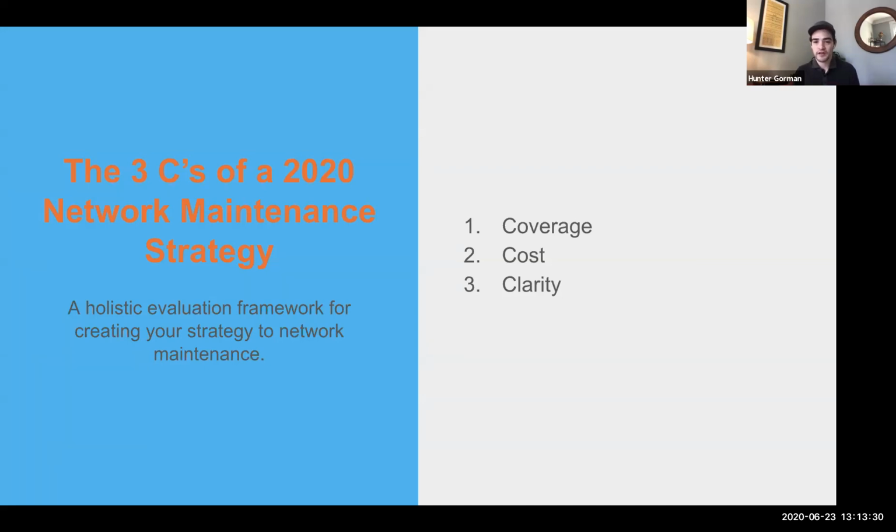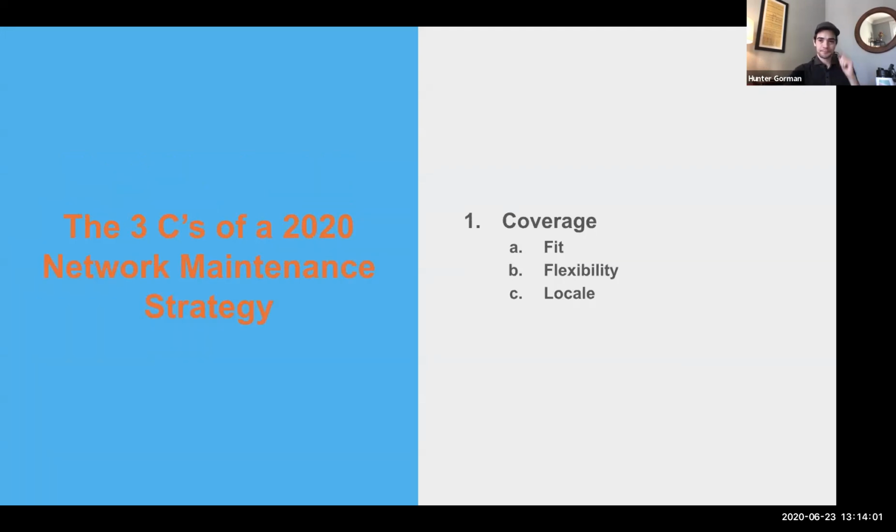The first one we're going to cover today is coverage, and we're going to talk about what exactly you need to be looking for in terms of coverage. Where do you even start when it comes to TPM versus OEM maintenance, all of the above. Our whole goal here is to give you a holistic evaluation framework for your network maintenance strategies. We're not trying to push product, but we're going to shamelessly tell you what we do. So without that, Aaron, thank you so much for joining us again. Let's get into coverage. How about it?